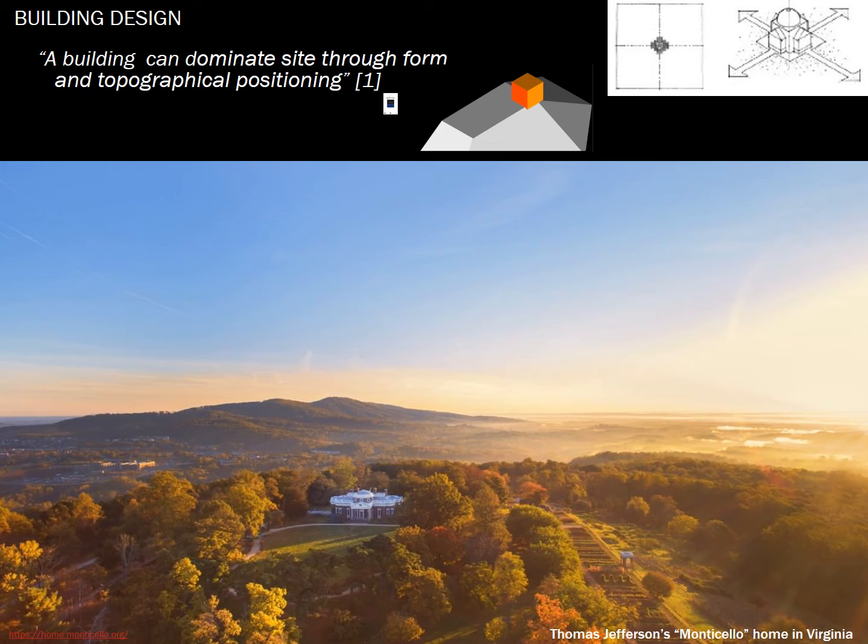This is Monticello in Virginia. I've been there a number of times, since 35 years ago. This is a famous design on top of a hill. And he also designed the University of Virginia, you see off to the left. This building dominating the site on the top of the hill.